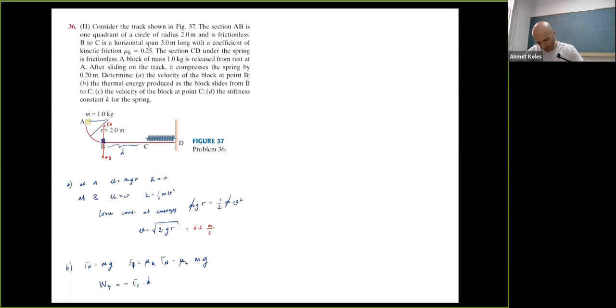What is the question asking? Let me go back. Calculate the thermal energy produced as the block slides. This is the thermal energy, right? The work done by friction will be converted to thermal energy because energy does not disappear. This friction goes to thermal energy. It's minus mu k m g d. Let's put the numbers. This is equal to 7.35 joules. Let me know if it's not right.